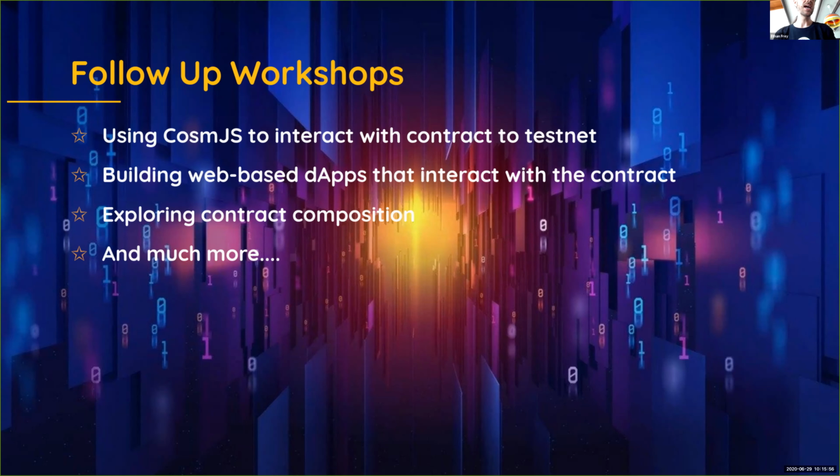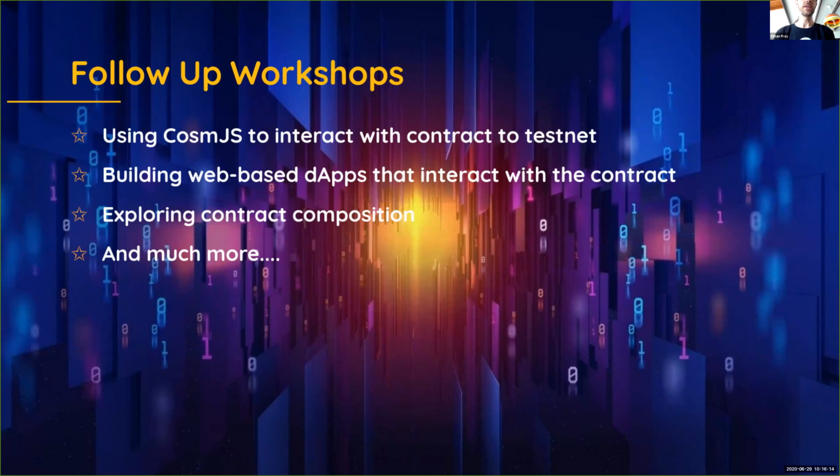Some topics I was looking at were using CosmJS to interact with contracts, so you can upload contracts to testnet, call them, upgrade them, use them. CosmJS is our Swiss Army knife JS library. You can do everything in the front end, and it can also be used to build web apps.